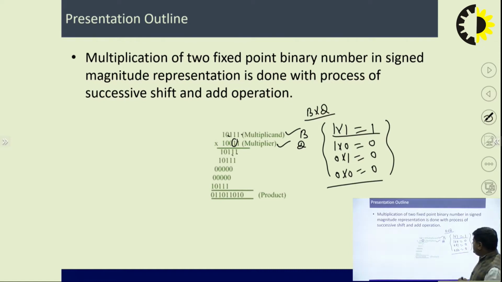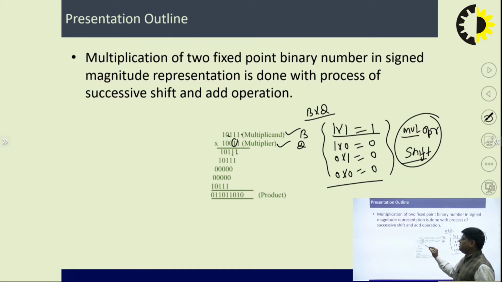When we conclude these things, it means that when we perform the multiplication operation, we perform two operations. The first one is the multiplication operation, and the second one is shifting 1 bit to the right side. It means we perform only two operations, multiplication and shifting. Similarly, 1 multiplied by 1, using this rule, we conclude this answer.